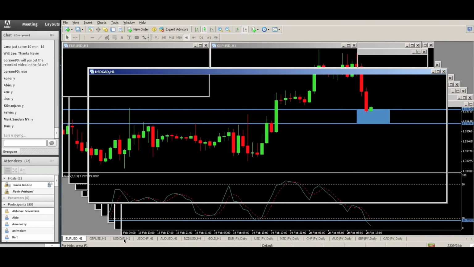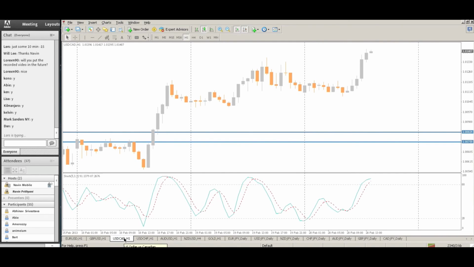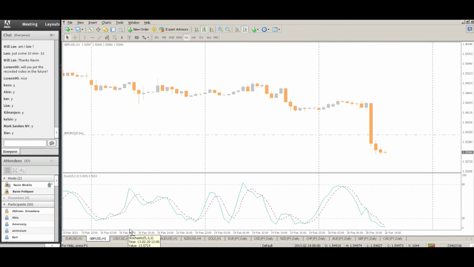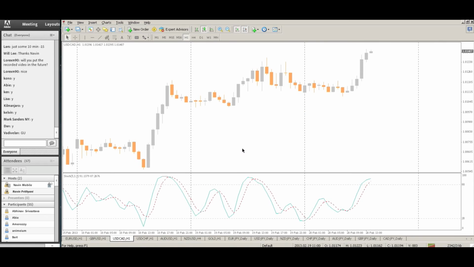Now, I think US dollar CAD. Was it CAD that we had a different scenario? All right, let's take a look at another pair to see if we have any other information. Let's see, US dollar CAD. You want to look at pound? Okay, let's take a look at pound.